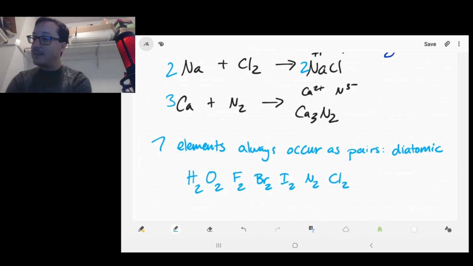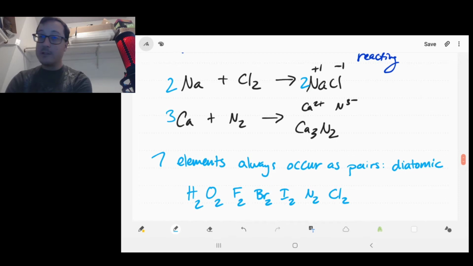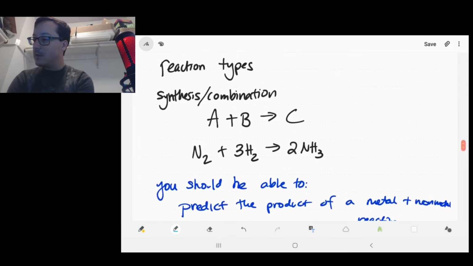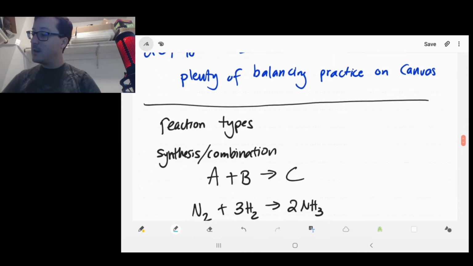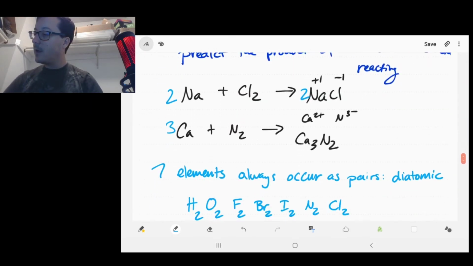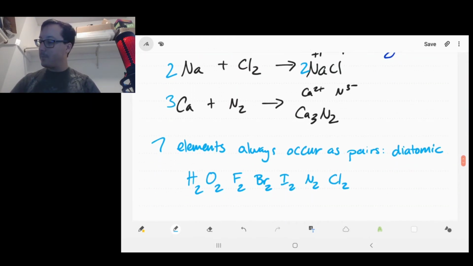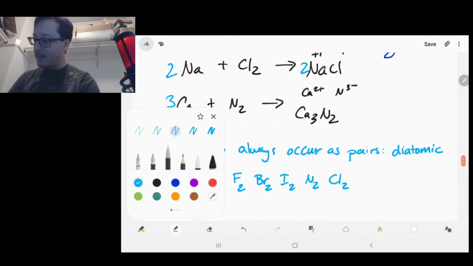So that's why we see here we have Cl2, because chlorine by itself is always Cl2. Nitrogen by itself is N2. Same thing with hydrogen. Same thing with oxygen up there. So when these elements are by themselves, they will occur as diatomic. Okay, but that's just something else to learn.